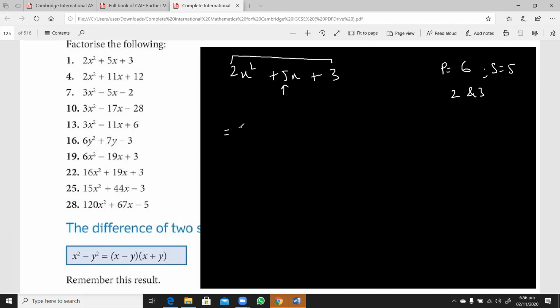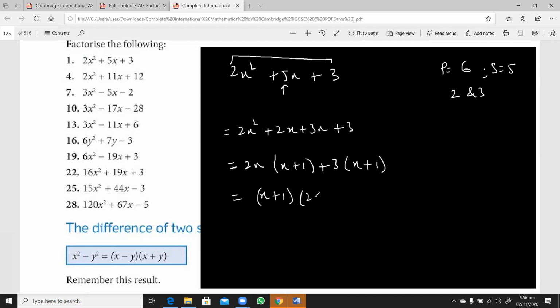So now this 2x squared plus 5x plus 3 is written as 2x squared plus 2x plus 3x plus 3. So it's still the same thing, but there is some coefficient with the x squared other than 1. So you take 2x common from here. This is x plus 1. You take a 3 common from here. This is x plus 1. So this is x plus 1 times 2x plus 3.